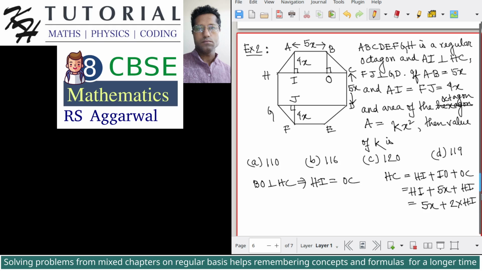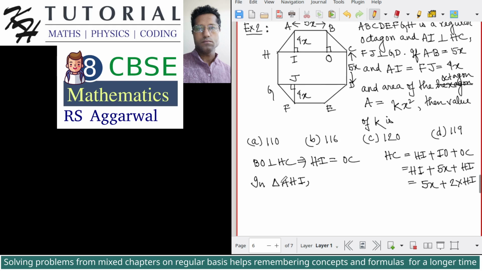This will be HC, which is the larger parallel side of both the trapeziums and also the length of the rectangle. How do we find HI now? If we can find HI, we will be able to find HC. Now consider the right angle triangle AHI.